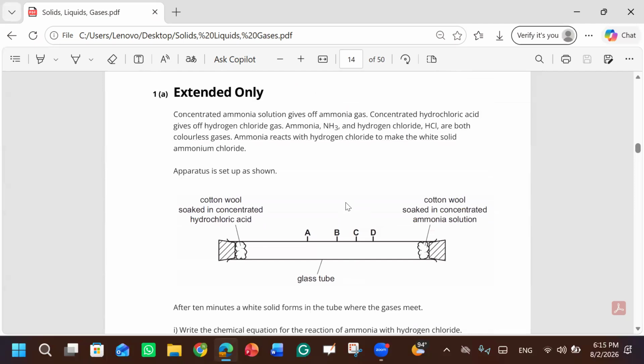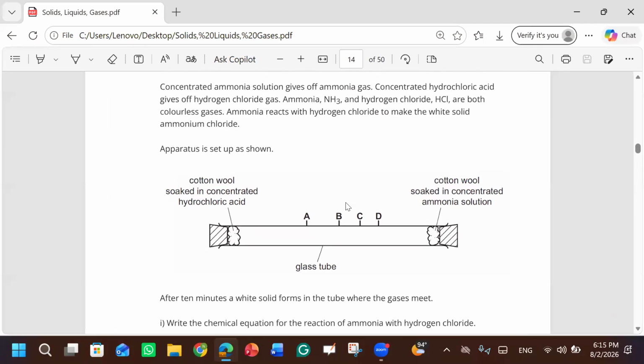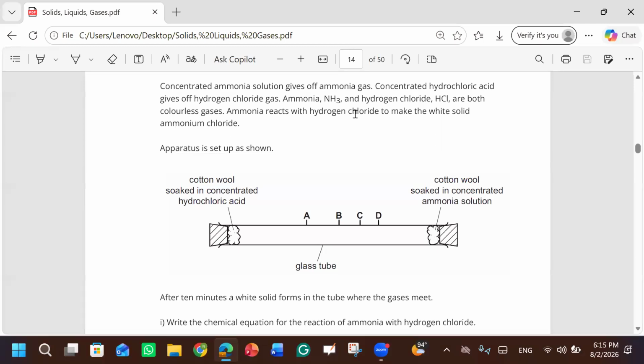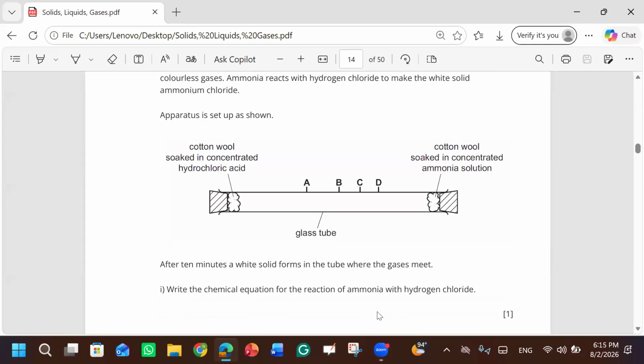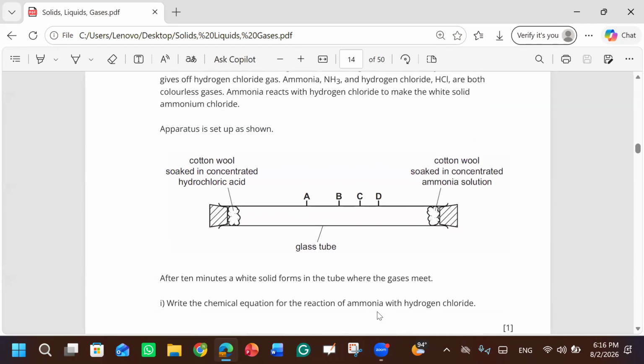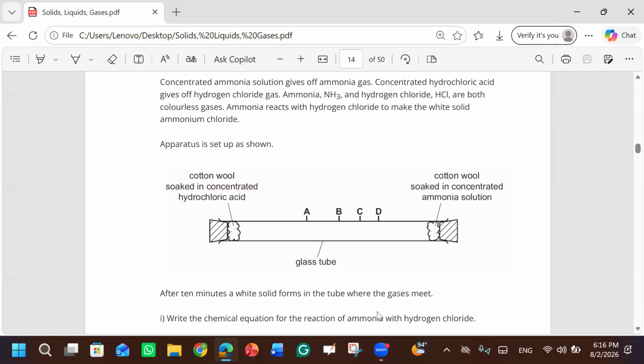So in this they have asked: concentrated ammonia solution gives off ammonia gas. Concentrated hydrochloric acid gives off hydrogen chloride gas. Ammonia and hydrogen chloride are both colorless gases. Write the chemical equation for the reaction of ammonia with hydrogen chloride. What will be the chemical equation? NH3 plus HCl gives NH4Cl.